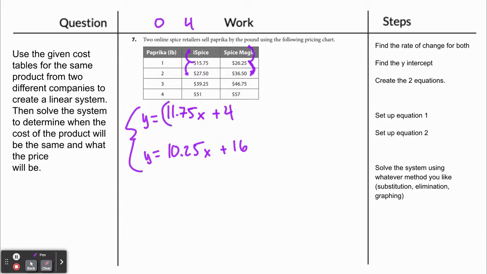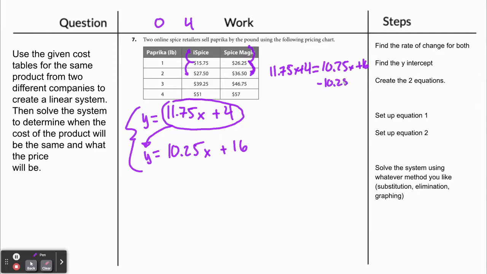So in this case, I'm going to use substitution here. So I know that y is equal to all of this, so I'm going to plug that into this piece here. So what I get when I do that is 11.75x + 4 = 10.25x + 16. And now I just need to solve for x.